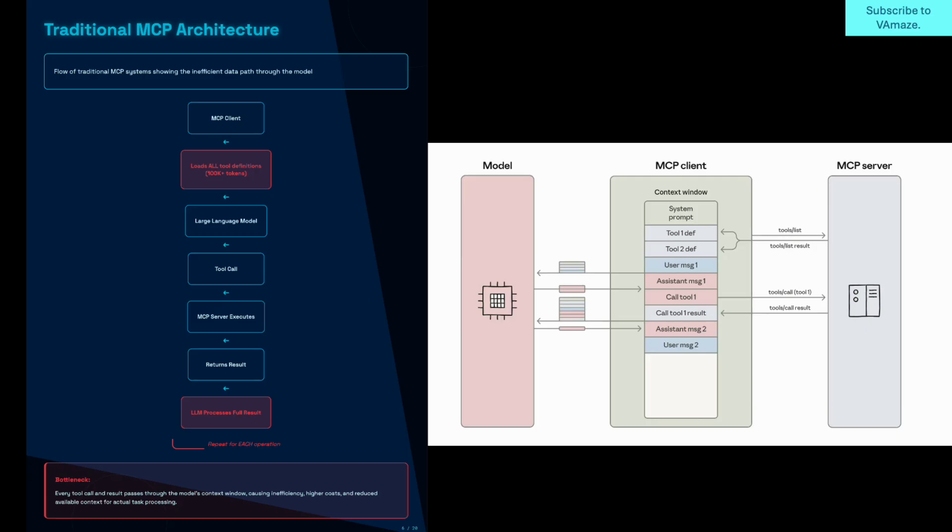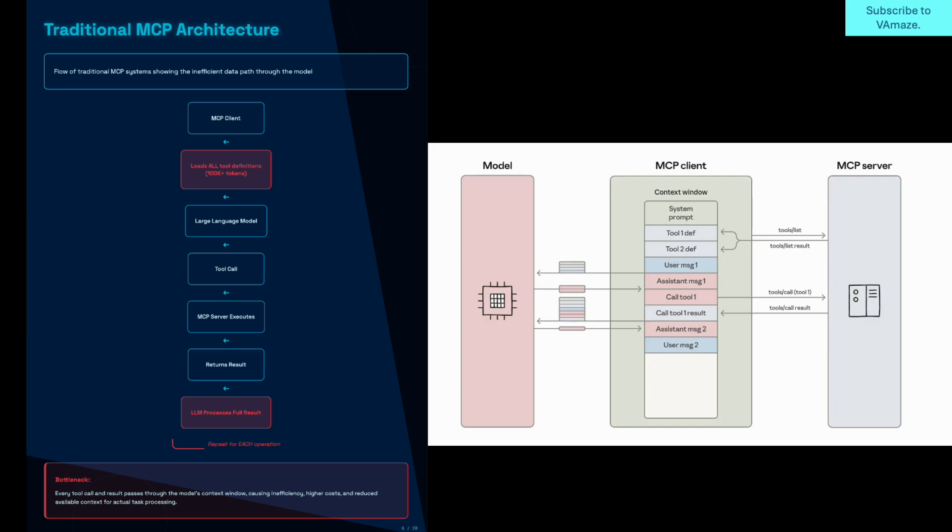Now, for simple agents with a handful of tools, this works fine. But as you scale up, this architecture creates increasingly serious efficiency problems. The context window fills up with tool definitions and intermediate data, leaving less room for actual reasoning. Processing time increases, costs escalate, and you start hitting hard limits on what's even possible. This is the fundamental challenge we need to solve.